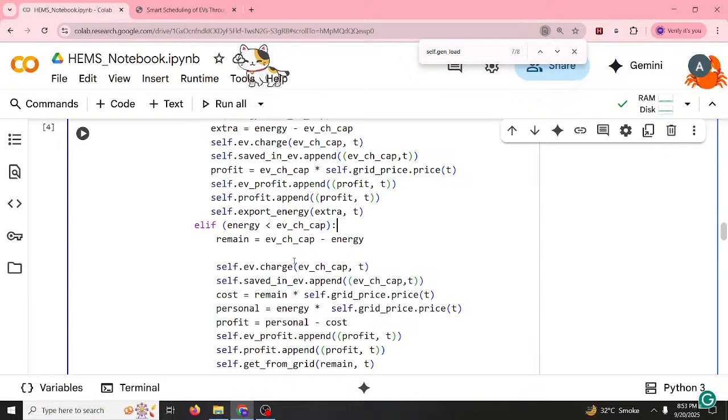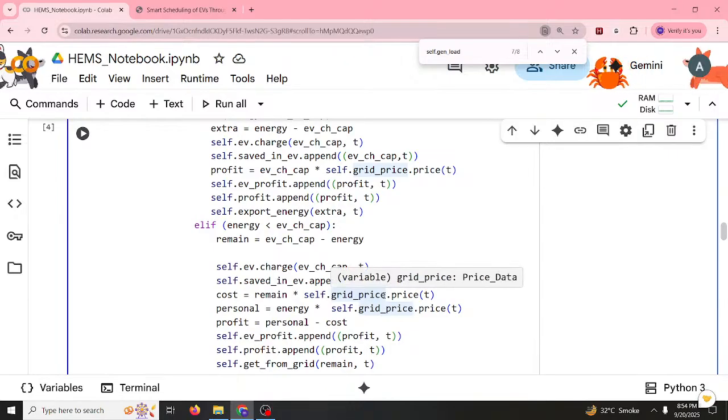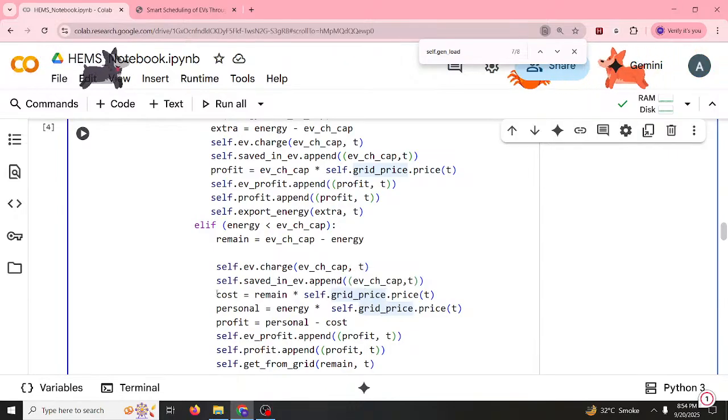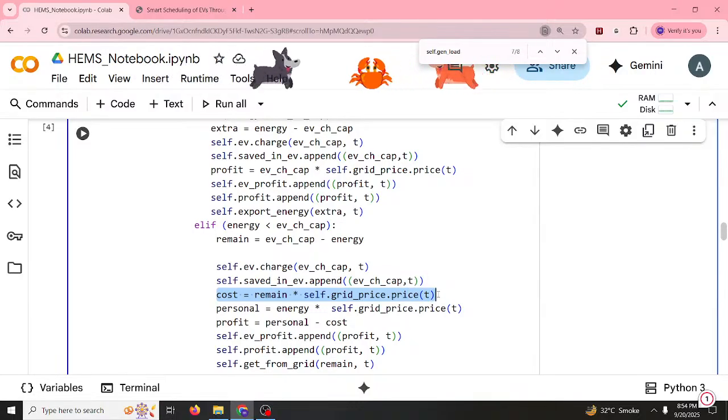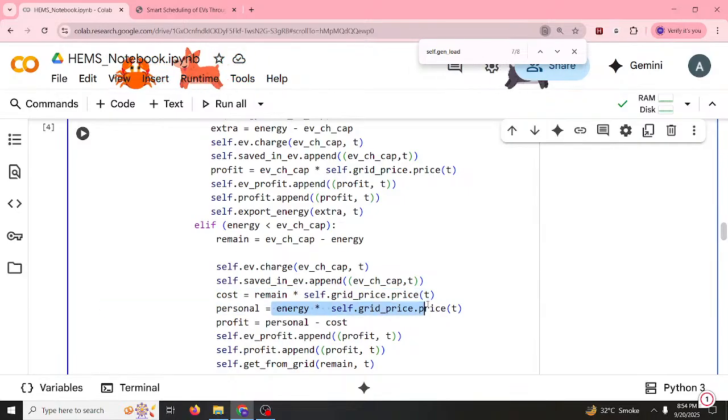Here you will see that we charge the EV. If there is a remainder, that will be costed to us, that will be our cost, because we have to get this from the grid or somewhere else. So that we can charge the EV with the full potential here. So what we did is that whatever we gave the EV, we consider it as a profit, and whatever we obtained from the grid, we considered it as a cost. So the overall profit becomes our personal profit and the cost to the grid.